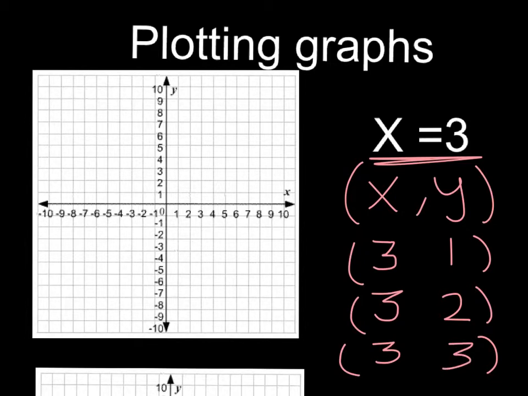Now, once you've got some coordinates, you just have to go and plot them in the same way as the previous videos. So 3, 1 is 3 across and 1 up, and that's that point there. Then 3, 2, 3 across, but this time 2 up. And then 3, 3, 3 across, 3 up. Now you could plot more of those. You could have carried on and done 5 coordinates. I could have picked 3, 4 and plot that, 3 across, 4 up, and 3, 5, and so on.